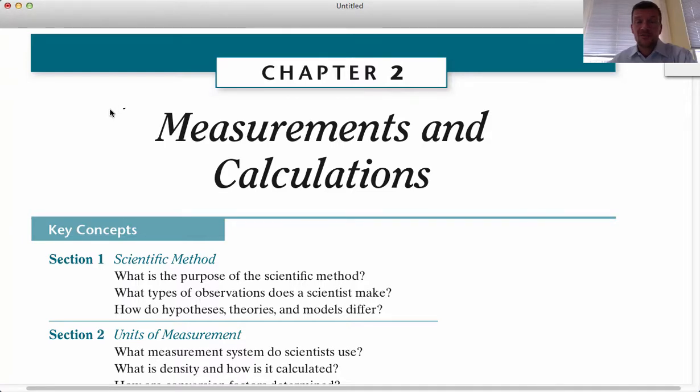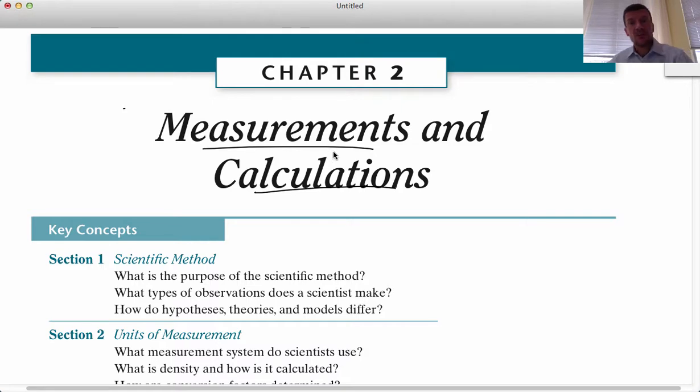Hi, welcome back to chemistry, and we are looking at chapter 2, focusing on measurements and calculations. Obviously, in chemistry, we're going to be taking a lot of measurements. We're going to be collecting a lot of data. We're going to be using those measurements to make calculations, and then from those calculations, we're going to draw certain conclusions. So, a big process in any science.